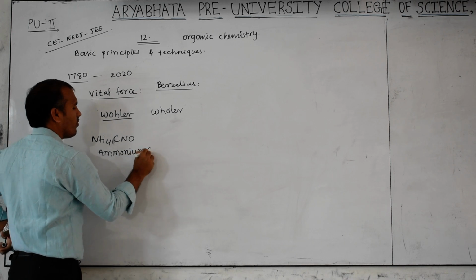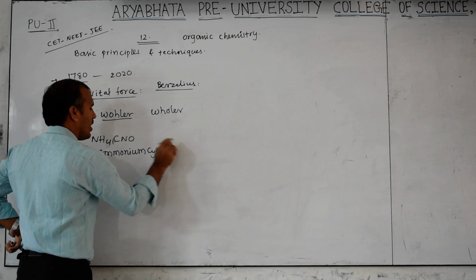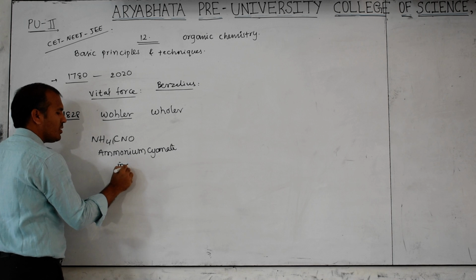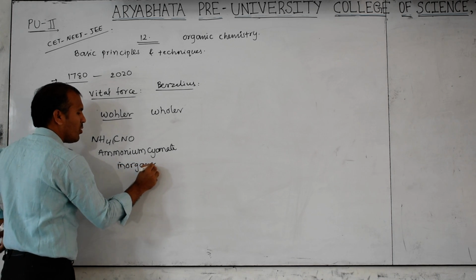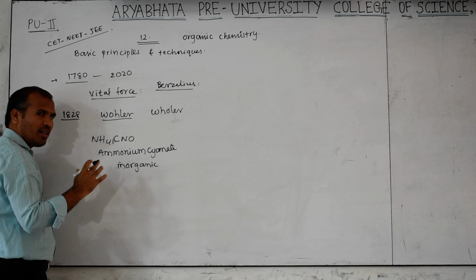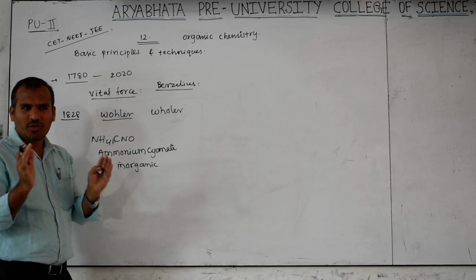Ammonium cyanate. This is an inorganic molecule. Which one is this? Inorganic. Don't write it with a space; inorganic should be one word only.